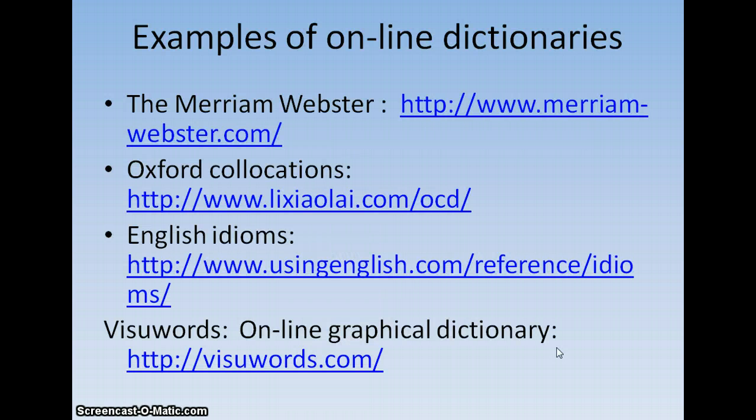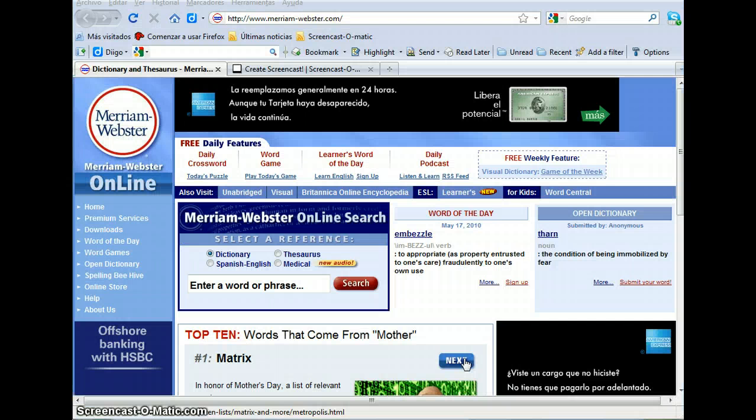Okay, so we're going to look at 4 dictionaries. One is the Merriam-Webster, which is a general all-purpose sort of dictionary. Then we're going to look at Oxford collocations, where if we put in a word, it's going to tell us what other words we're going to find this word with commonly. English idioms, if we find this word in some English idioms. And the last one is a graphical dictionary, where we're going to see how the word is related to other words. All right, so we'll start with the Merriam-Webster.